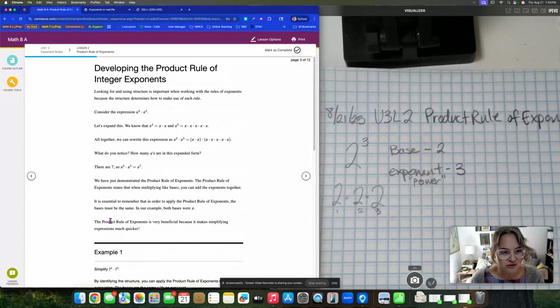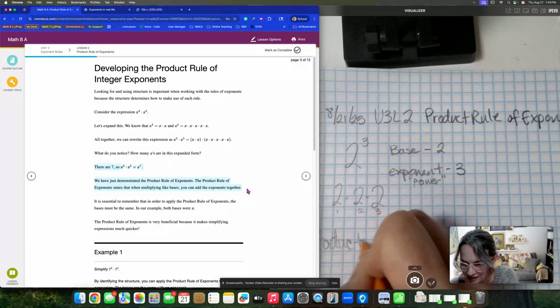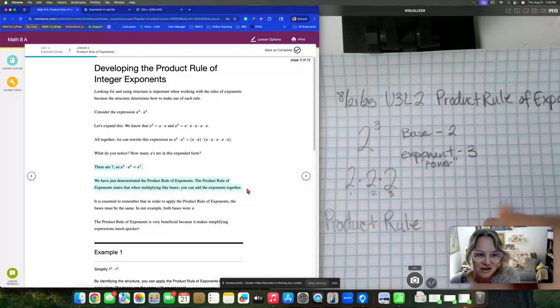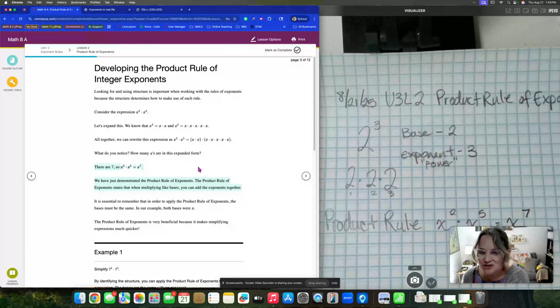So the product rule. Okay, x to the second times x to the fifth is x to the 7th. So, product rule. I'm going to write it nice and big in my notes, and I'm going to say that x to the second power times x to the 5th power is x to the 7th power. Which they have demonstrated by rewriting those in an expanded form there.